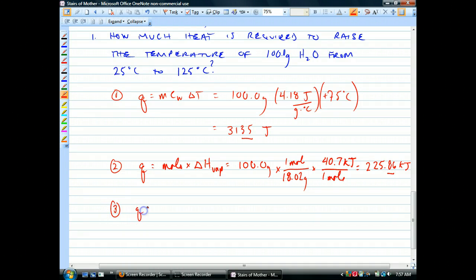Step 3. Q equals mc delta T, and this is our 1.84 C value. So again, we have 100 grams. We've still got 100 grams of water. It's the same water, but now it's steam. And we're going to heat the steam up. So now we've got to heat the steam up. We change it all into steam.